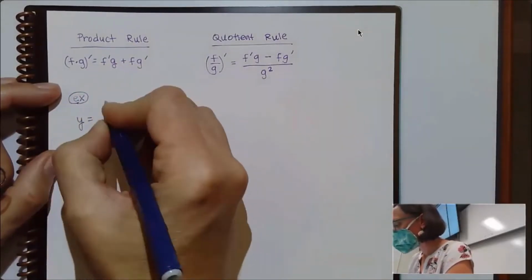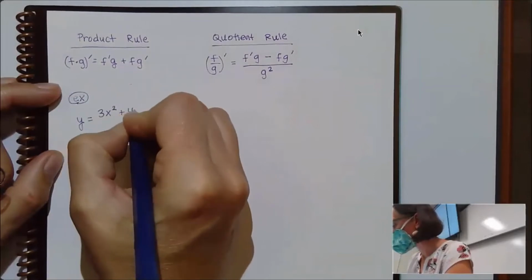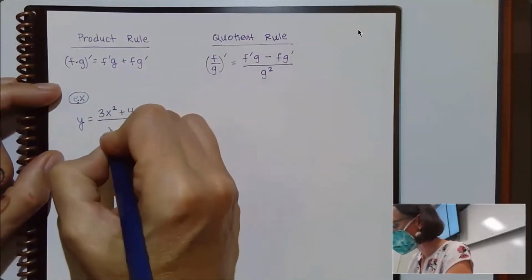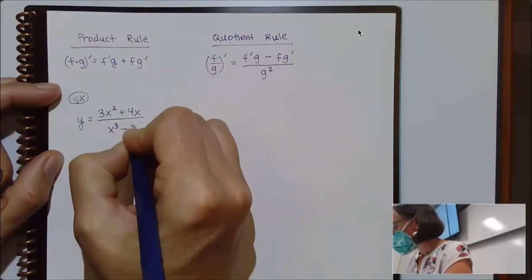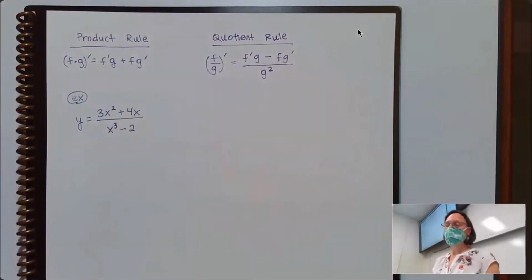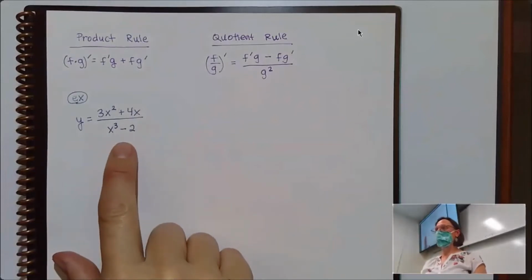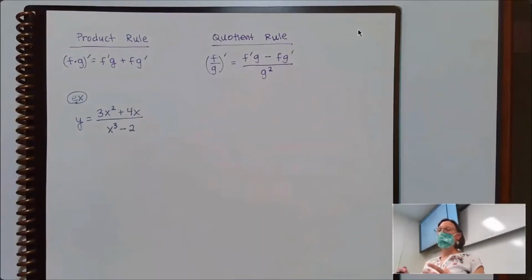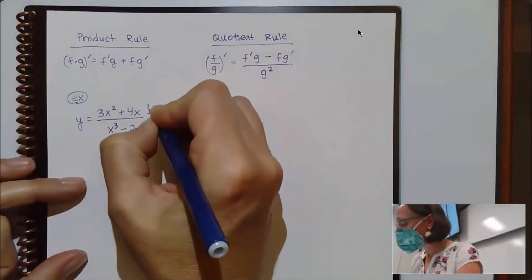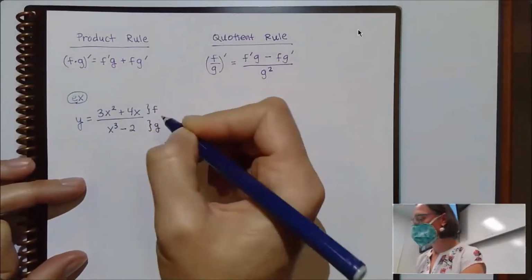Let's say I had a function that looked like 3x squared plus 4x over x cubed minus 2. Well, one technique that we might try first is like the section of the book where you try to do some algebra to it to rewrite it before we take a derivative. But there's no algebra I'm going to do here because of the denominator. So instead, I step back, I look at the overall thing, and I say, oh, I have division. So I'm going to think about it as that whole top piece is my f, and the whole bottom piece is my g.